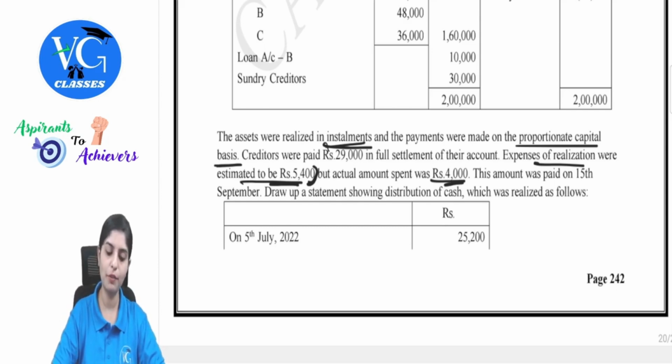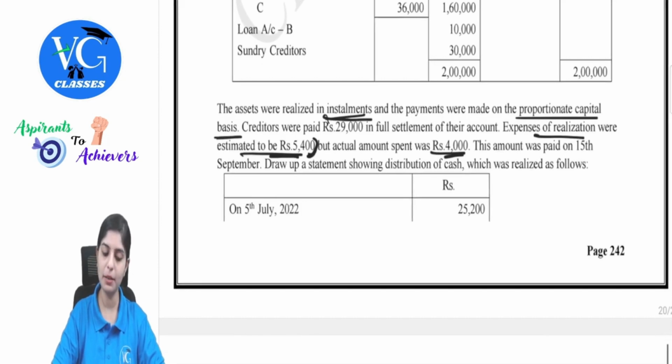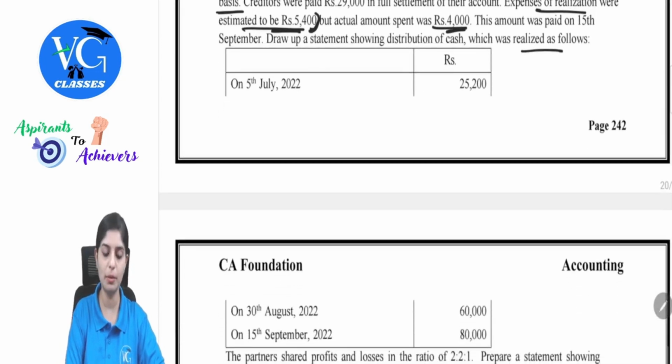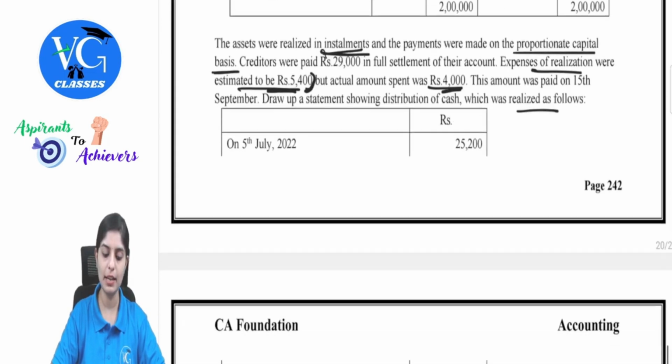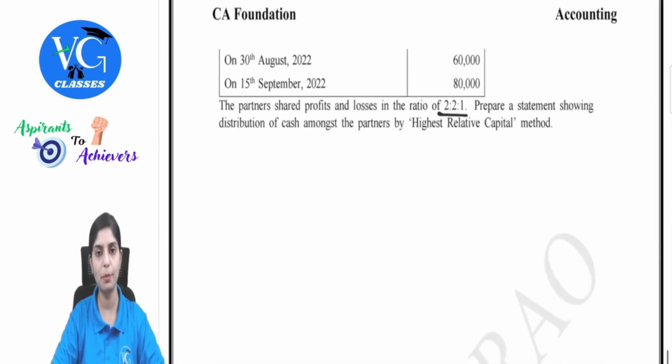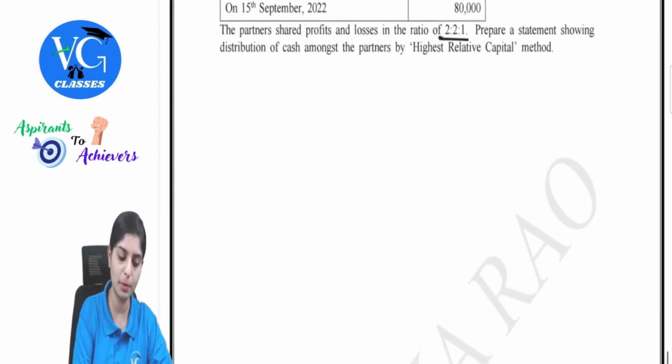This amount was paid on 15th September. Draw a statement showing distribution of cash which was realized as follows. So they have given the various installments realized. The partners shared profits and losses in the ratio of 2:2:1. Prepare a statement showing distribution of cash amongst the partners by highest relative capital method. See, compared to maximum possible loss and highest relative capital, same format of statement will be prepared. But additionally, there will be one working note in order to find out the highest relative capital that is done on proportionate basis. So this difference is nothing but with respect to working note. Let's understand how it is being solved.